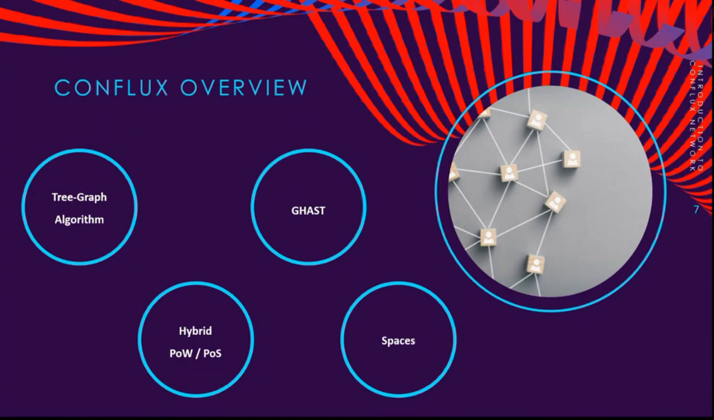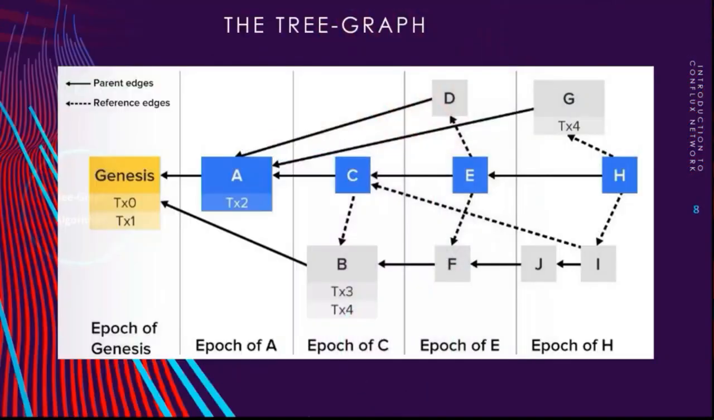First of all, let's start with the tree graph algorithm. Here you can see an image which is a representation of the tree graph. But basically, at the heart of Conflux there is this tree graph ledger structure and the GHAST selection rule. This structure is called the tree graph.